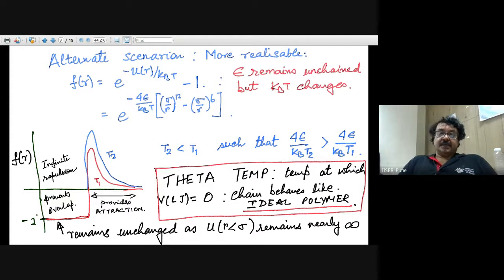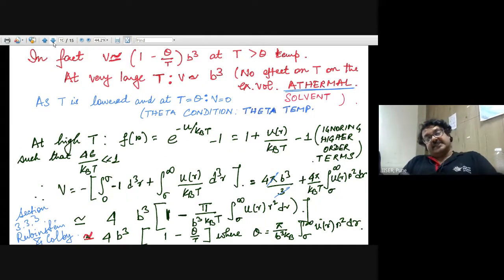They cancel each other out, and the temperature where they exactly cancel each other, so that the polymer starts behaving like an ideal chain, is called the theta temperature. Just above the theta temperature, the excluded volume can be written as 1 minus theta by T times d cubed. This is valid for temperatures above the theta temperature.